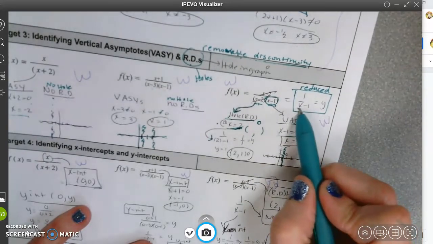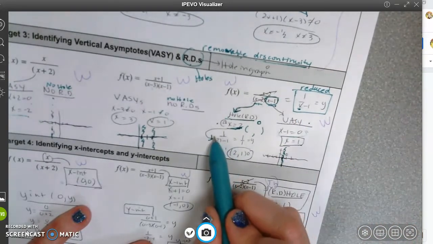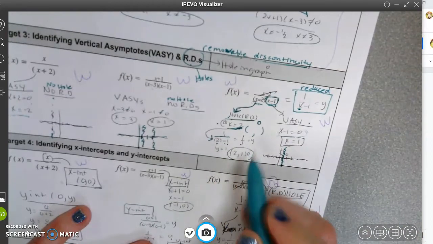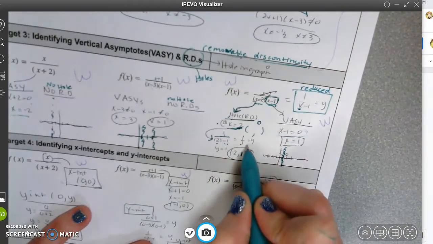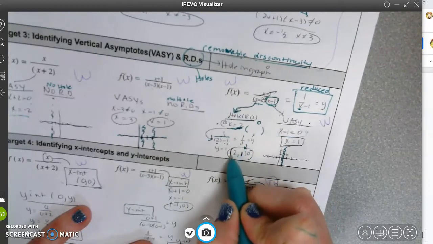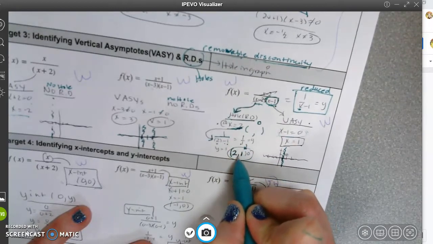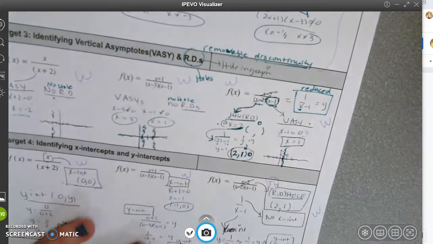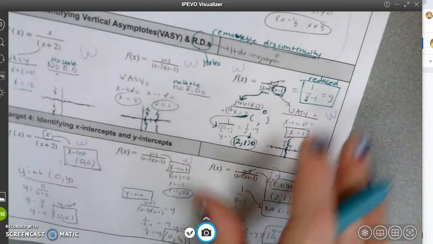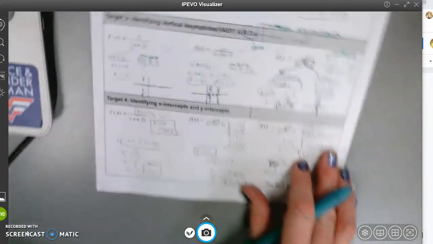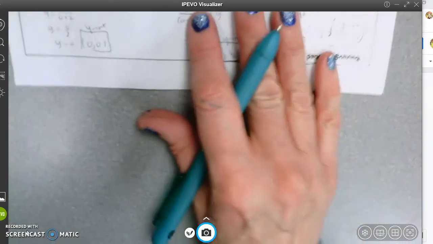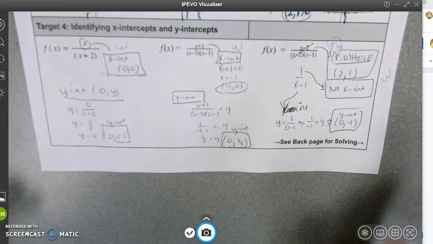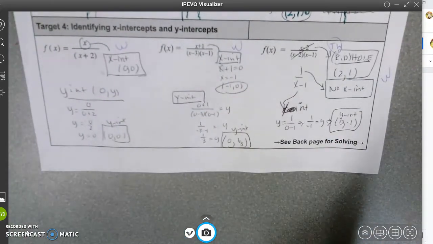So if you put 2 right in there, you're going to get 1 divided by 2 minus 1, which is 1 divided by 1. So that y value now is going to go into the point. So you got 2 from canceling, 1 from plugging in, and that's going to become a hole on your graph. Let me scooch this up a little bit. Excuse the wiggles. And now I can talk you through the next target, which is x-intercepts and y-intercepts.